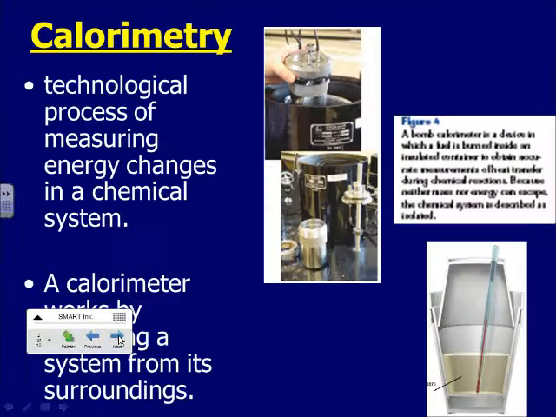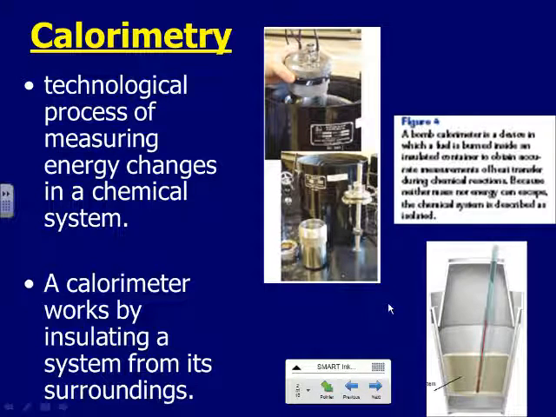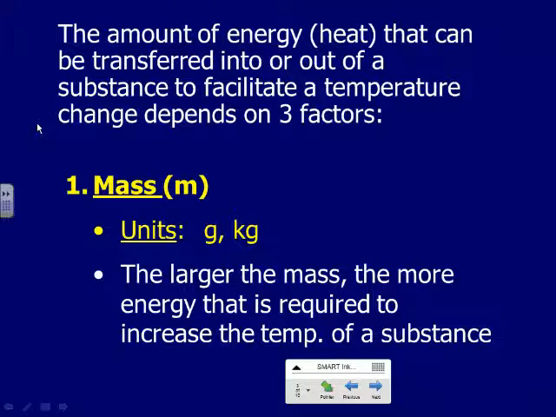So calorimetry, and I've got a little bit of a description on what calorimetry is, and you can write that little definition down. The amount of energy that can be transferred into or out of a substance to facilitate a temperature change depends on 3 factors, but one is obviously mass, all right? If I have a tiny little amount of water, and I put that little amount of water out into the sun, it's going to heat up quite quickly because there's not a lot of water to heat up.